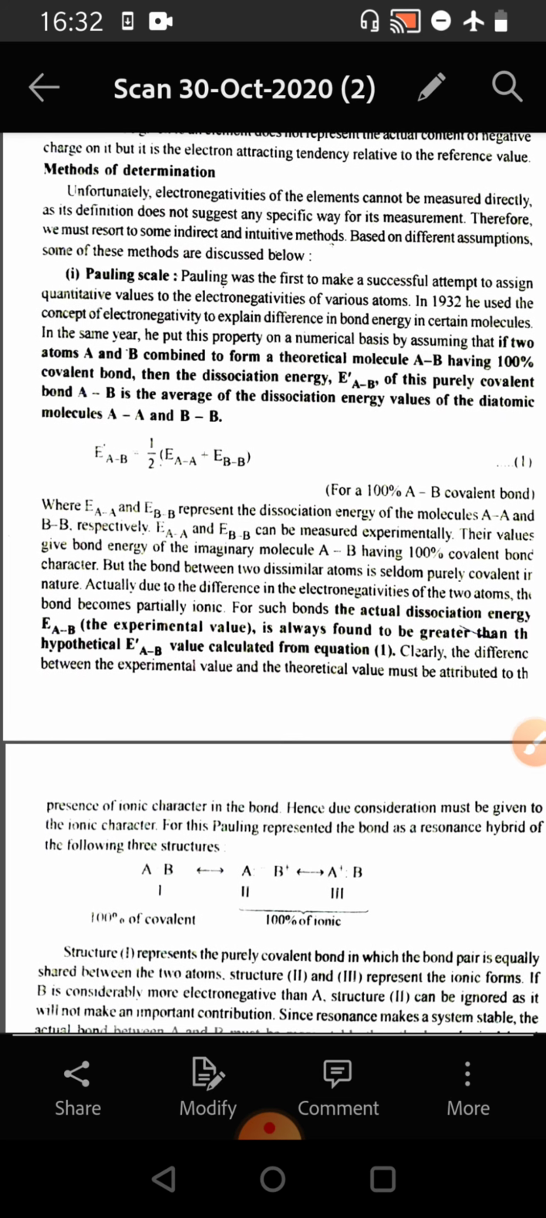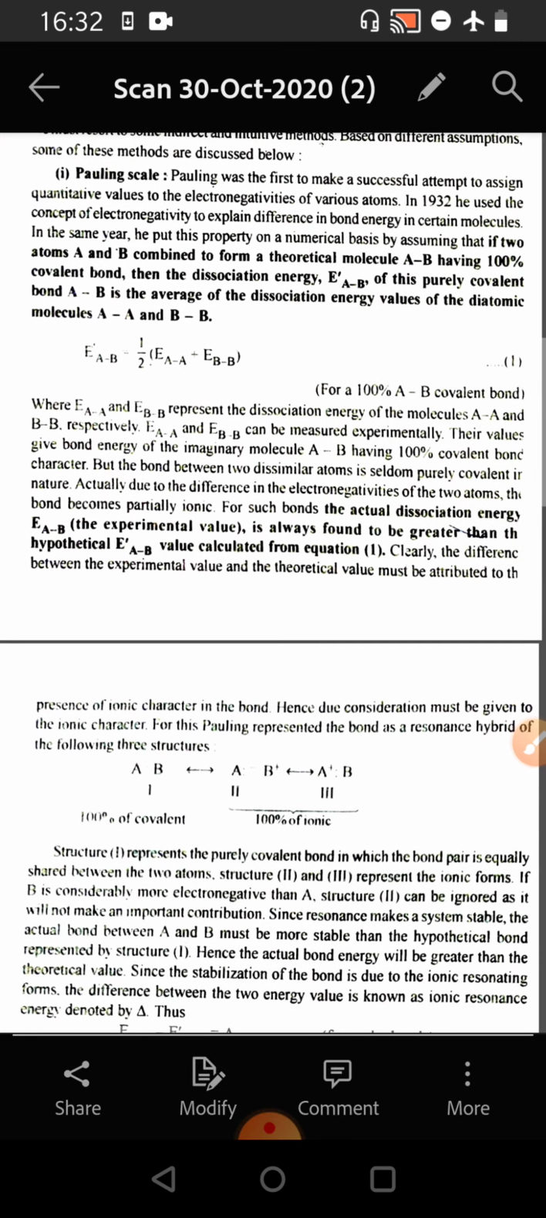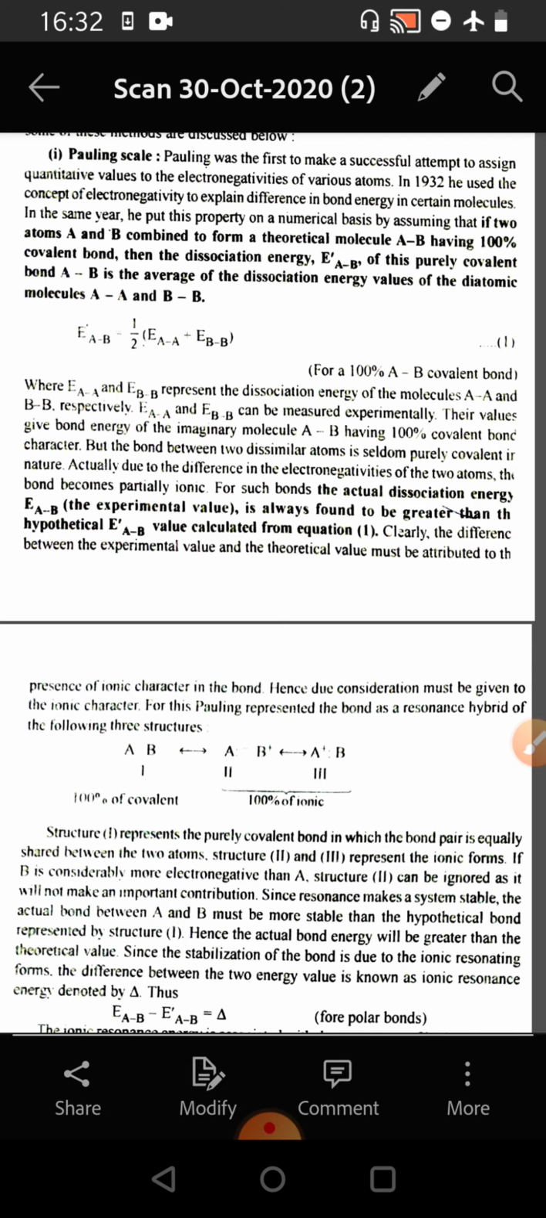Now we come to the methods of determination, and the first method is the Pauling scale. Pauling was the first to make a successful attempt to assign quantitative values to the electronegativities of various atoms. In 1932, he used the concept of electronegativity to explain differences in bond energies in certain molecules. In the same year, he put this property on a numerical basis by assuming that if two atoms A and B combine to form a theoretical molecule AB having a 100% covalent bond, then the dissociation energy E' AB of this purely covalent bond AB is the average of the dissociation energy values of the diatomic molecules AA and BB.